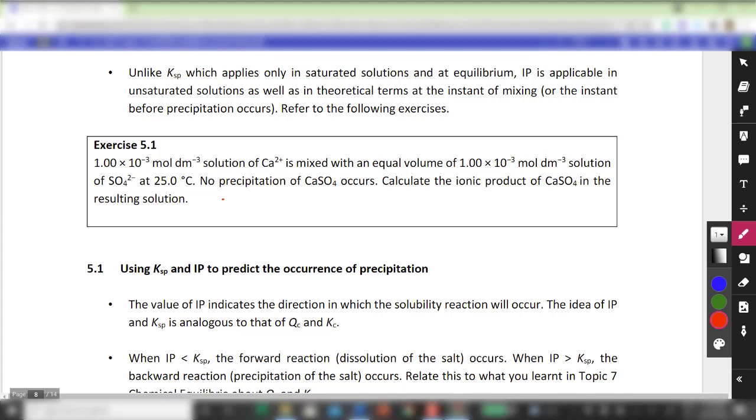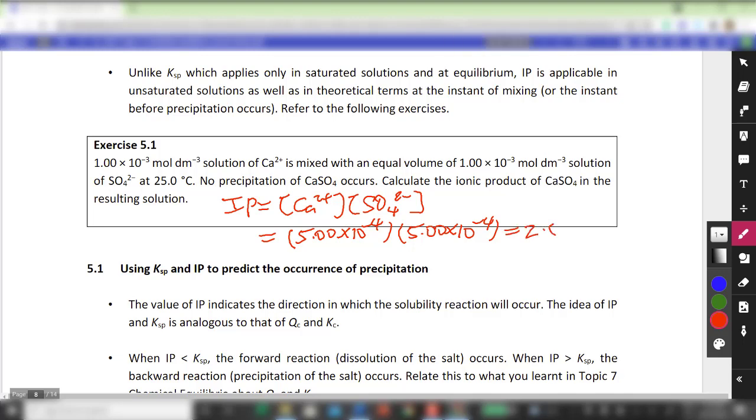Yeah, so essentially the ionic product is the concentration of calcium 2 plus. Maybe I should write this out first: calcium 2 plus concentration, and then concentration of sulfate. Okay, and then this is equal to, the concentration should halve, so I should be getting 5.00 times 10 to the power of minus 4, and then 5.00 times 10 to the power of minus 4. Okay, and then I combine the values, I'm going to get 2.50 times 10 to the power of minus 7 mol squared dm to the minus 6.